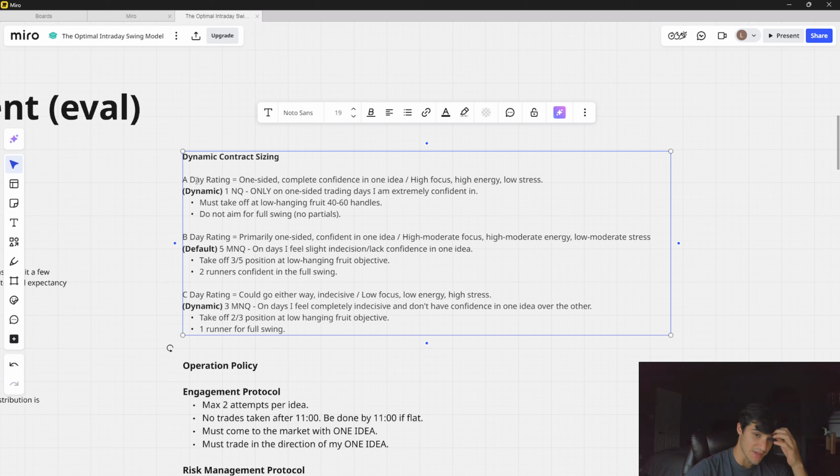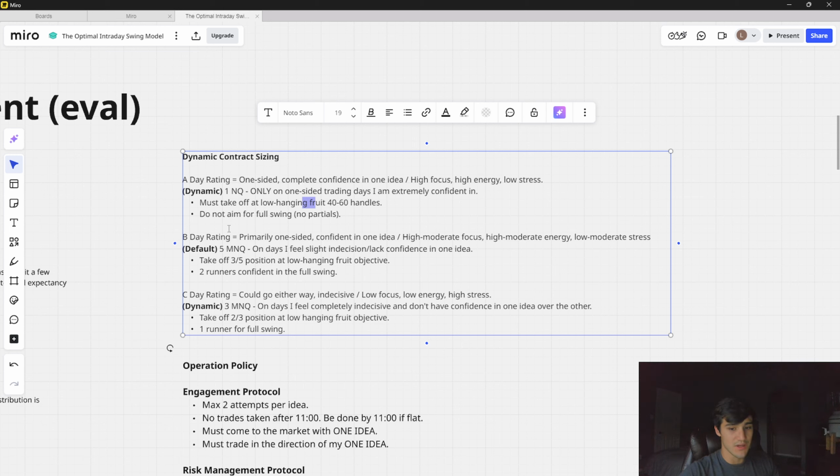I forgot to mention this for the last one, but if I'm only trading one mini, then I must take off at the low-hanging fruit objective for 40 to 60 handles, nothing more than that. Because aiming for the full swing is just making things so much harder than it has to be if I'm not taking partials. When I'm trading one contract and I'm aiming for a 100 handle swing, it's not going to deliver exactly how I want it to. You know, it could trade 80 handles in my favor, then come all the way back to my entry point and then go back in my favor again.